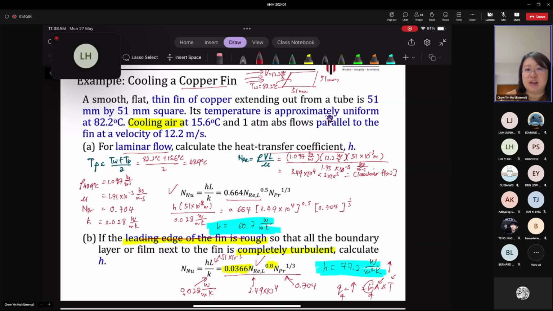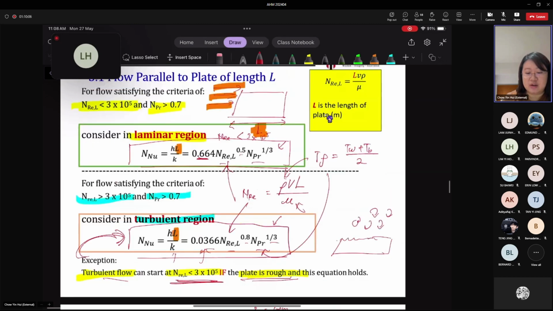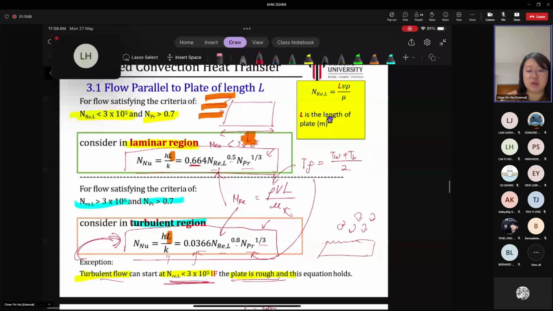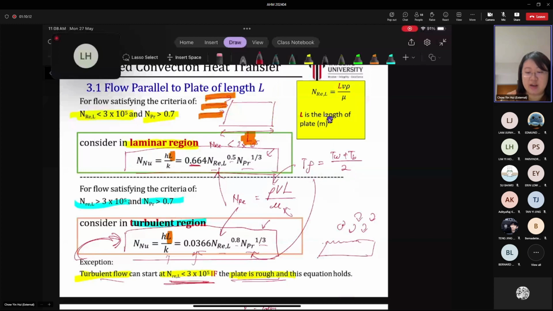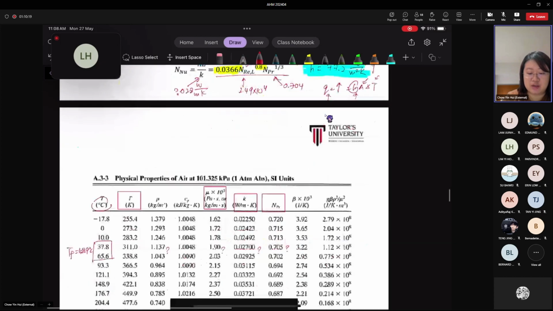Okay, all right. So now, these are the correlations for convective heat transfer for flow past a plate. Remember, instead of diameter, you should be using the length that is parallel to the direction of heat transfer.